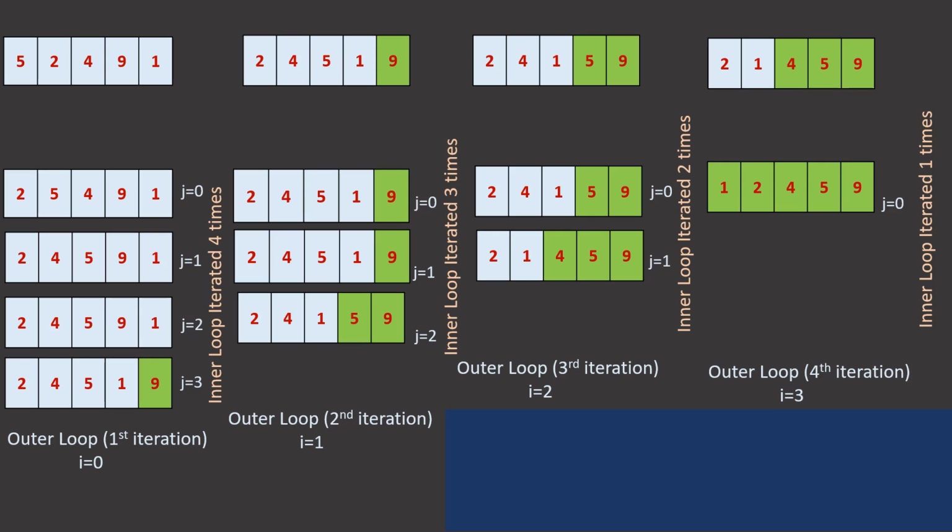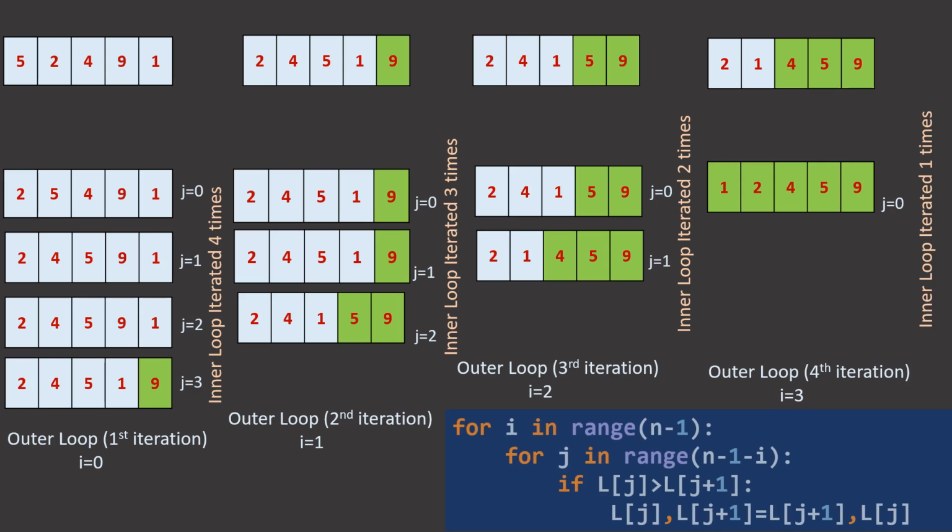So here you can see your outer loop gets executed four times, that is n minus 1 times, where n is the length of the list. And within each outer loop, the inner loop gets executed n minus 1 minus i times. Why? Because at the end of each outer loop execution, i number of elements are in their proper position, or already sorted.